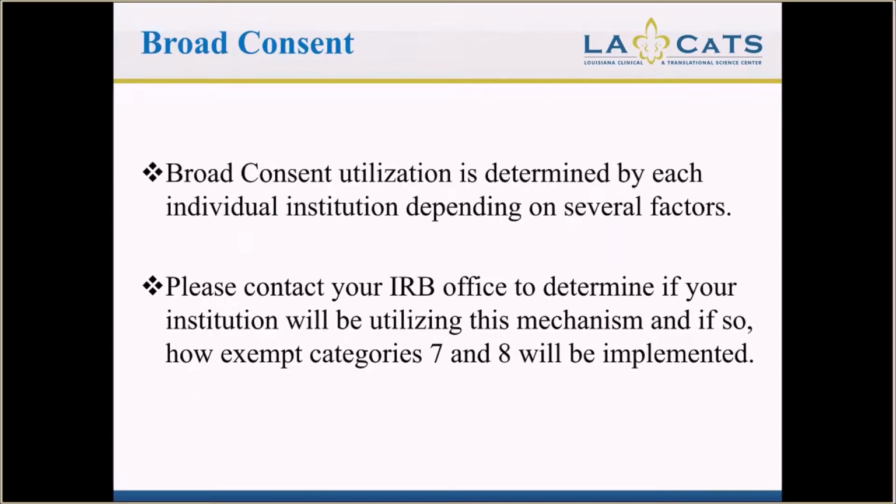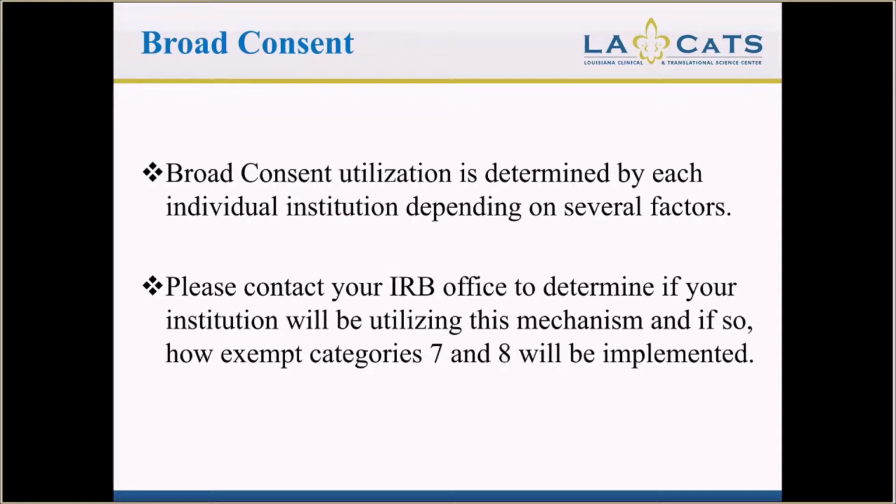So what is broad consent? Broad consent is a utilization that is determined by each individual institution depending on several factors. Broad consent was implemented by OHRP to gain just what it says, a broad consent from an individual to do certain things with their biospecimens and information.